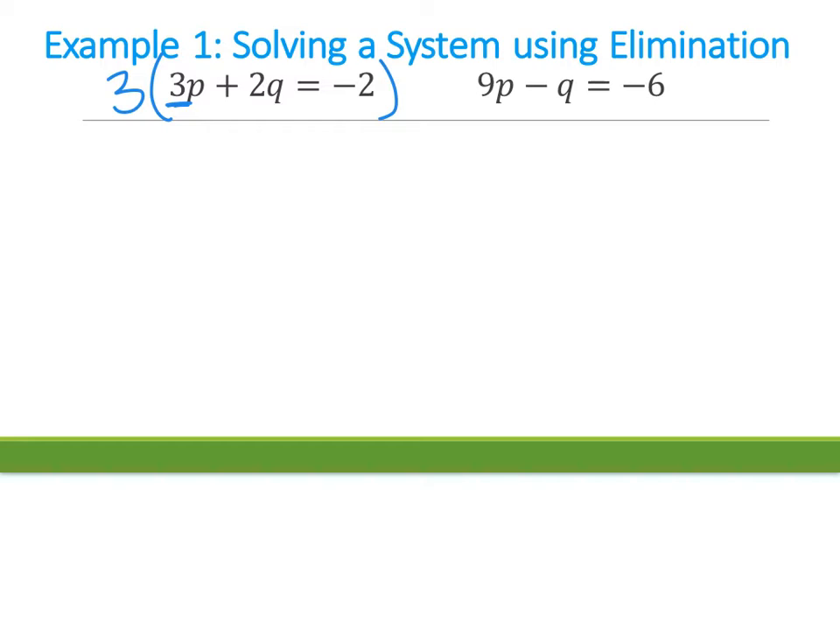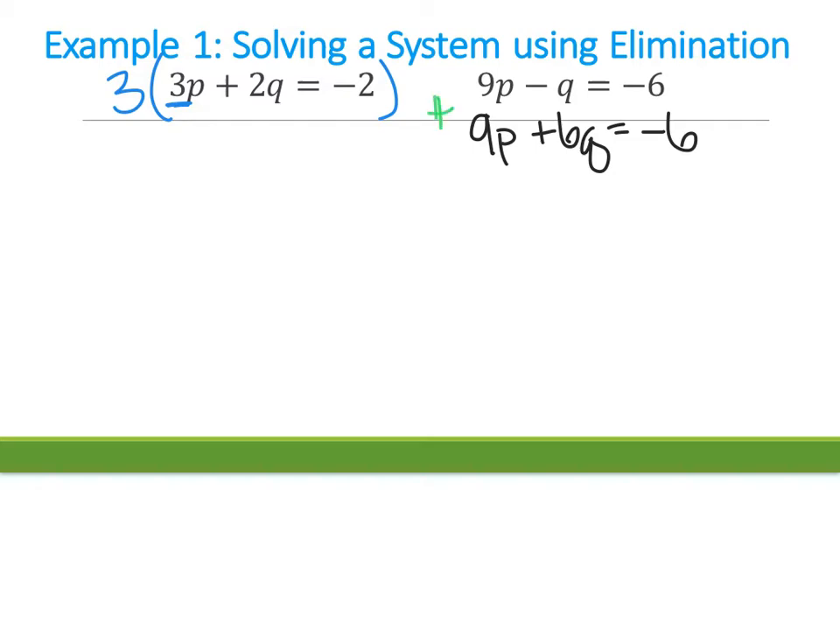So what I'm going to do is multiply this equation by 3 and write it underneath. So 3 times 3p gives me 9p. 3 times 2q gives me 6q. And then 3 times negative 2 gives me negative 6. When you eliminate, you either add the equations together or you subtract the equations from each other. But when you do this, either all the p's have to disappear or all the q's have to disappear.